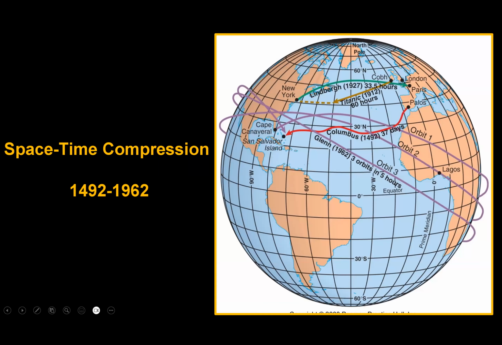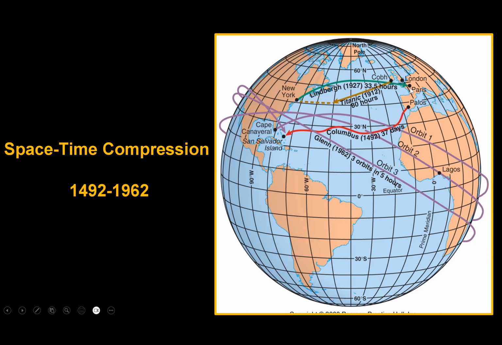Now that brings up the idea in our modern world of globalization about an aspect called space-time compression. That means that people have talked about the world becoming flatter, that we're becoming more alike. We can interact more quickly than we've done in the past. So this is kind of an interesting map here. It shows Christopher Columbus took 37 days to sail from Spain to the Caribbean.